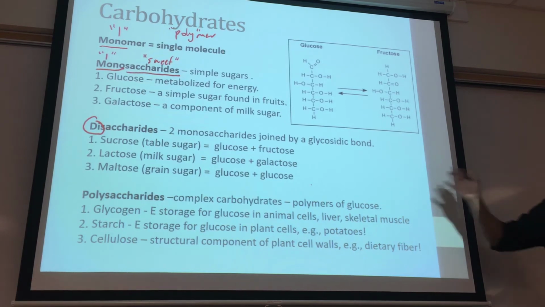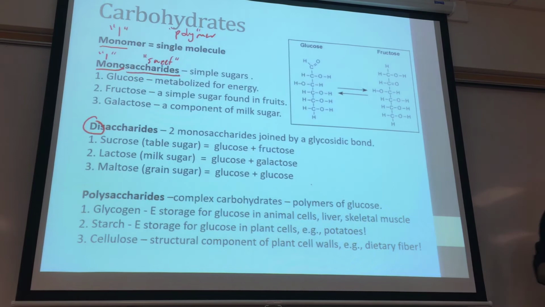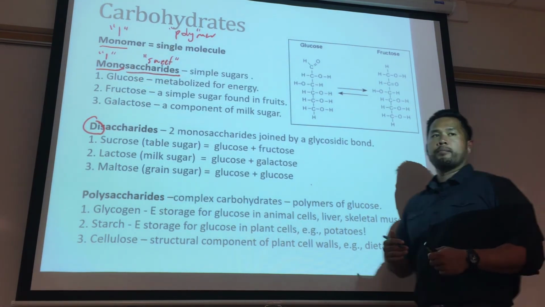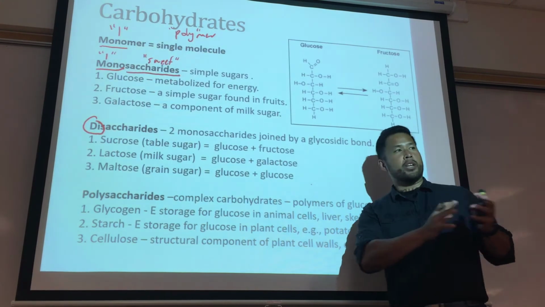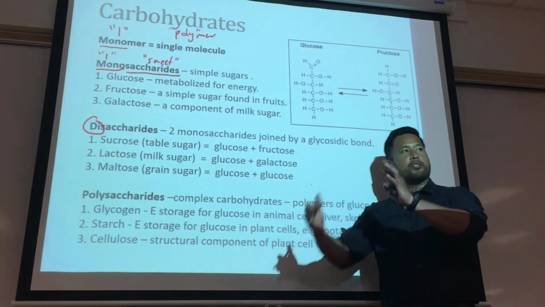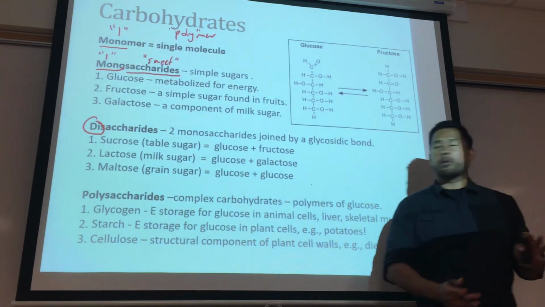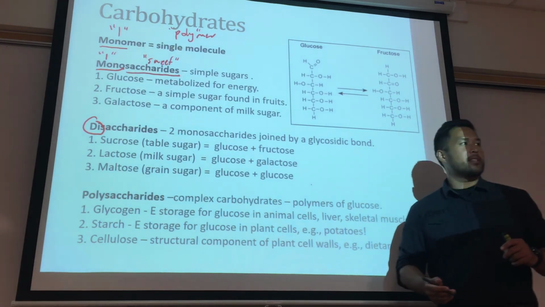But nonetheless, that's maltose. Glucose plus glucose. Polysaccharides is a string of sugars all put together. If you think about a whole string of sugars, think of a Pez container. You have a bunch of glucose molecules strung together. Those are your polysaccharides. It's a polymer of a bunch of carbohydrates.